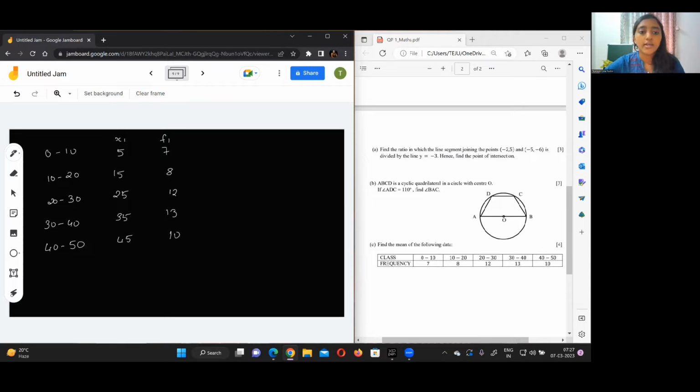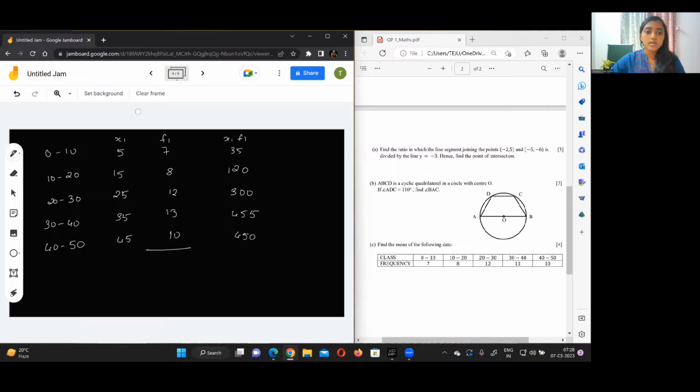Now let's find out xi fi. 7 5s are 35. 15 8s are 120. 25 into 12: one way of finding 25 into 12 when you're trying to do fast calculations is that 25 into 10 is 250, 25 into 2 is 50. So 250 plus 50 is 300. Right? 35 into 13 is 455. And 45 into 10 is 450.